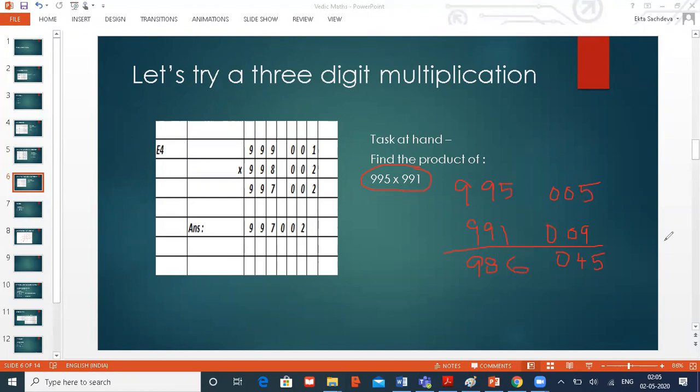Check it with your calculator. Are you faster than the calculator? It's 995 into 991. Perfect. That's the correct answer, right? Okay.